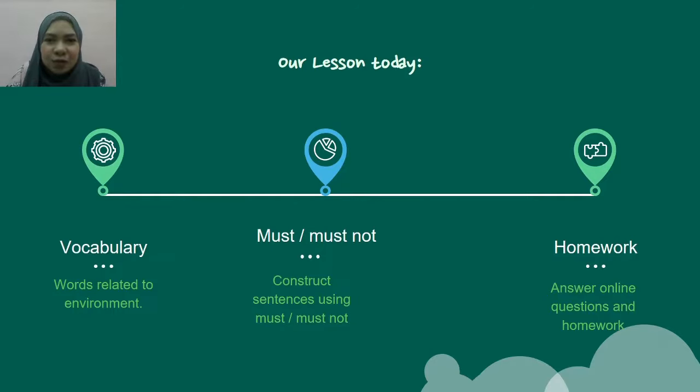For our lesson today, we're going to learn 3 different parts. The first part is vocabulary. In vocabulary, you are going to learn words related to environment. After that, we are going to continue with the second part, must or must not. In this part, you are going to learn how to construct sentence using must or must not. And the last part for our lesson today is homework. This is the part where you have to answer online questions and do your homework.